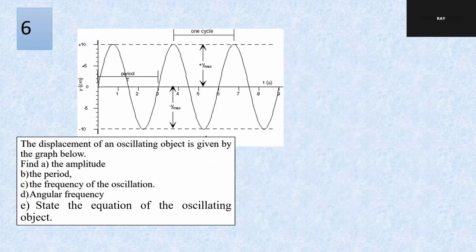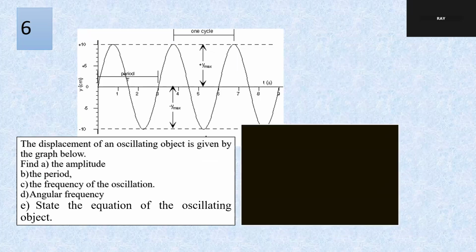Okay, now reading the graph. The displacement of an oscillating object is given by the graph below. What's the amplitude? It's taken from the internet. The amplitude is 10 cm. Period: 3 seconds. Frequency: 1 over 3, 0.33 per second. Angular frequency.